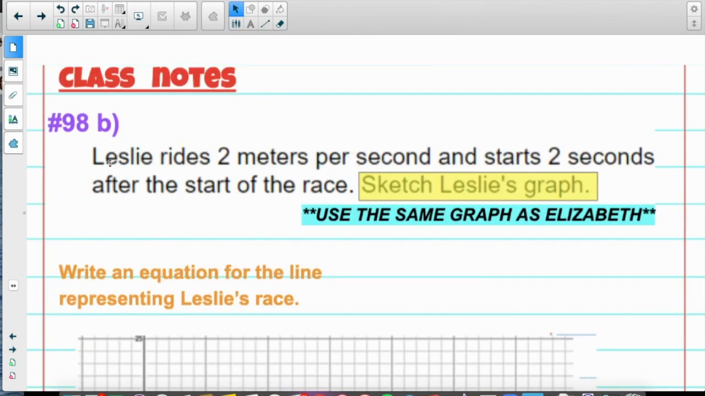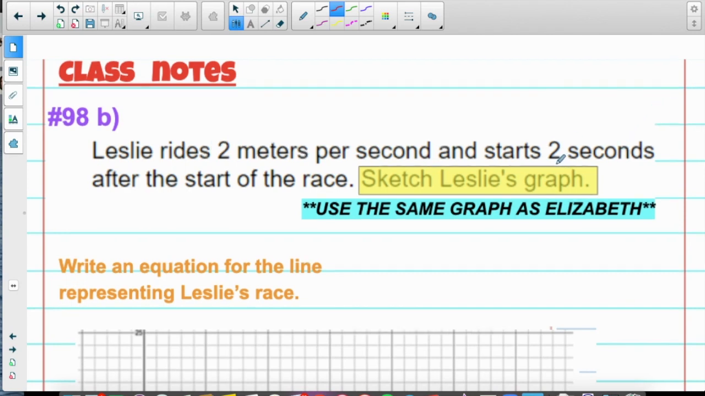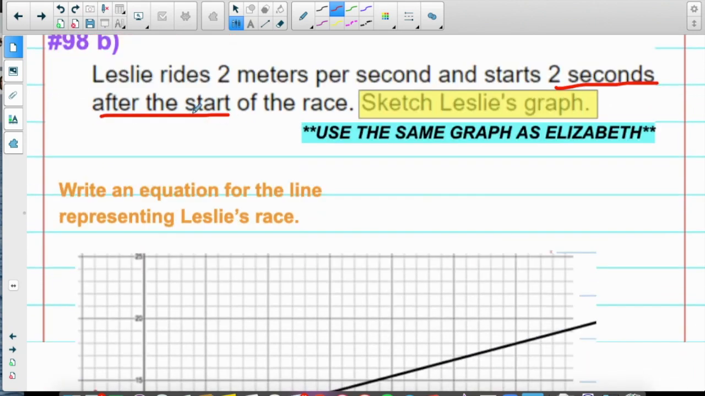All right, next we're going to talk about Leslie, who was our other unknown person. She rides 2 meters per second and starts 2 seconds after the start of the race. So in the past, all of our starts have been in terms of meters, but it looks like Leslie is 2 seconds after the start of the race, so she's actually running a little bit late.